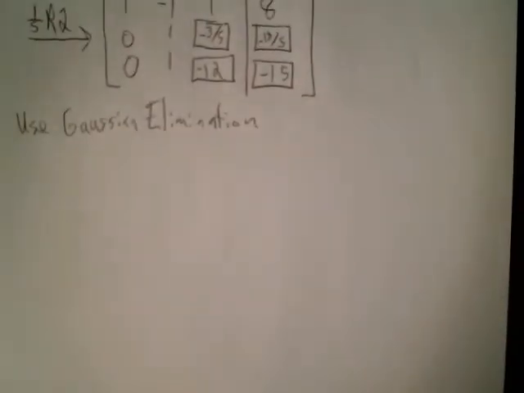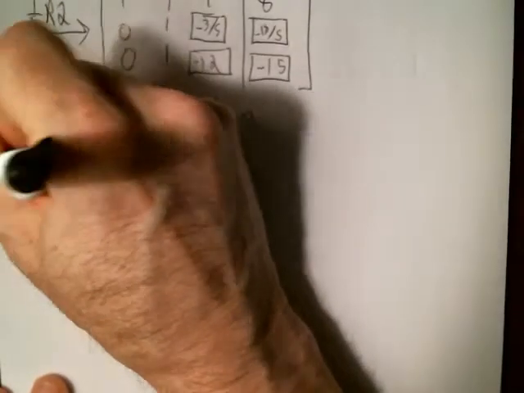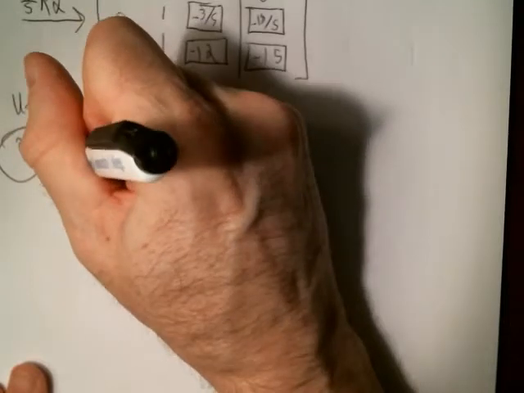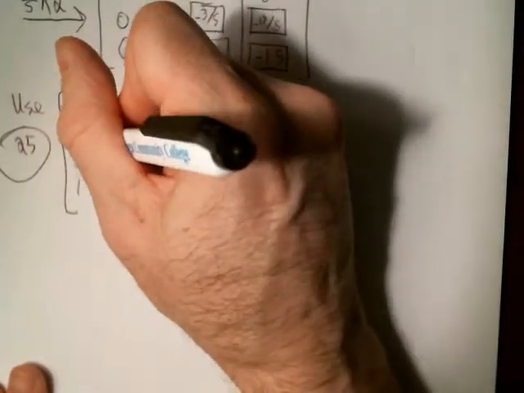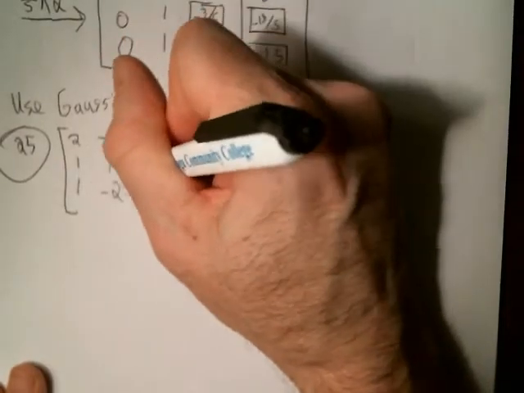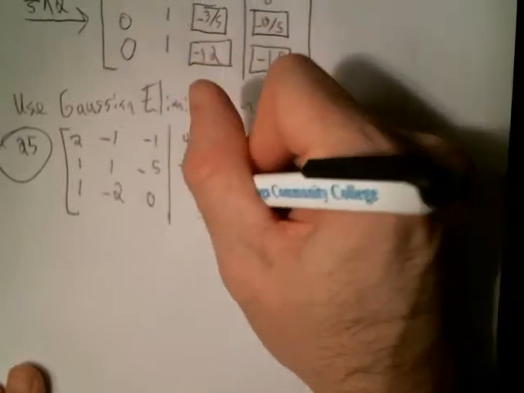Ultimately, I don't care which method you use. Okay. So here's our matrix, our augmented matrix, sorry: 2, 1, 1, negative 1, 1, negative 2, negative 1, negative 5, 0, 4, negative 4, 4.